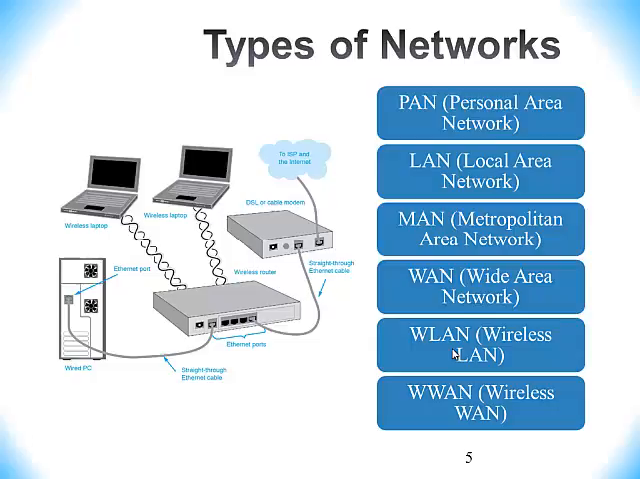A MAN is a metropolitan area network, connectivity between sites within the same city. A MAN connects multiple LANs. MANs can be wireless or use fiber optic cable. Multiple college campuses connected together is an example of a MAN. A WAN is a wide area network, communication between LANs on a larger geographic scale. The internet is an example of a WAN, just as two networks located in two cities is a WAN.